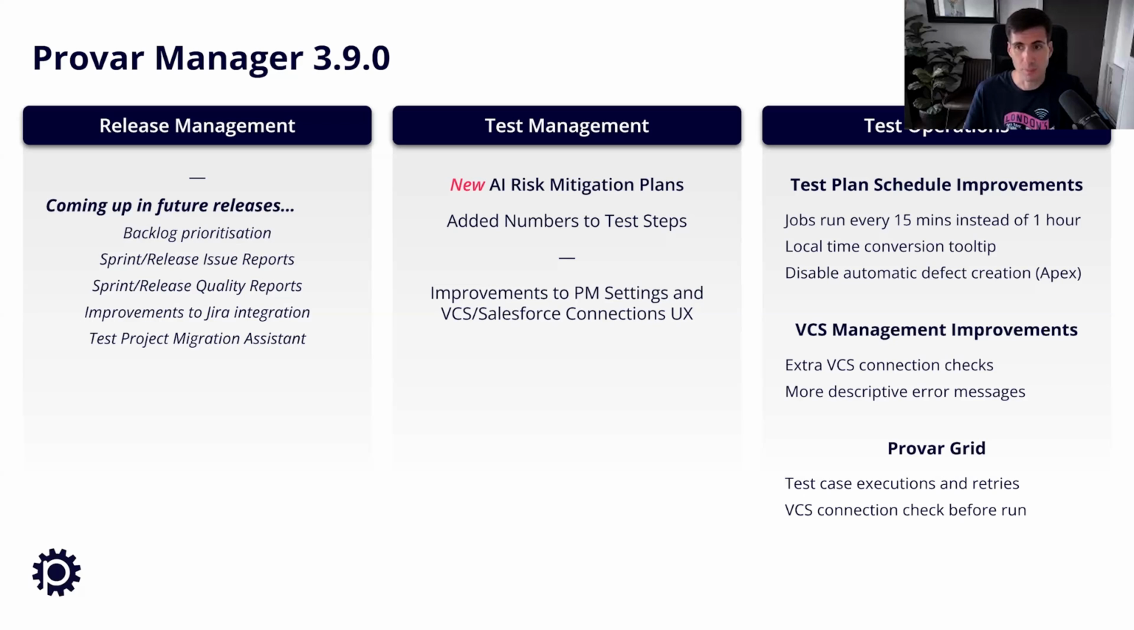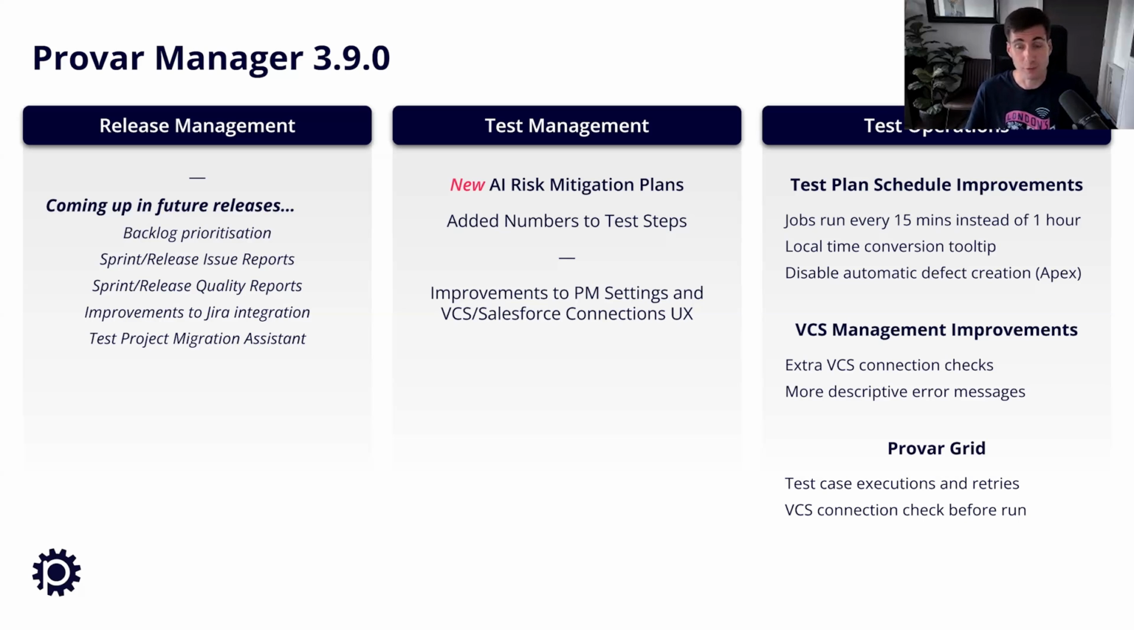Moving on to test management, we've added a new feature for AI risk mitigation plans. I'll show you this later, but if you have connected to OpenAI and you are able to use AI features within Provar Manager, you will now be able to generate those mitigation plans in Manager. We've also added numbers. Some people asked for it, and we've done some UX improvements in the saving process of Provar Manager settings, VCS, and Salesforce connections.